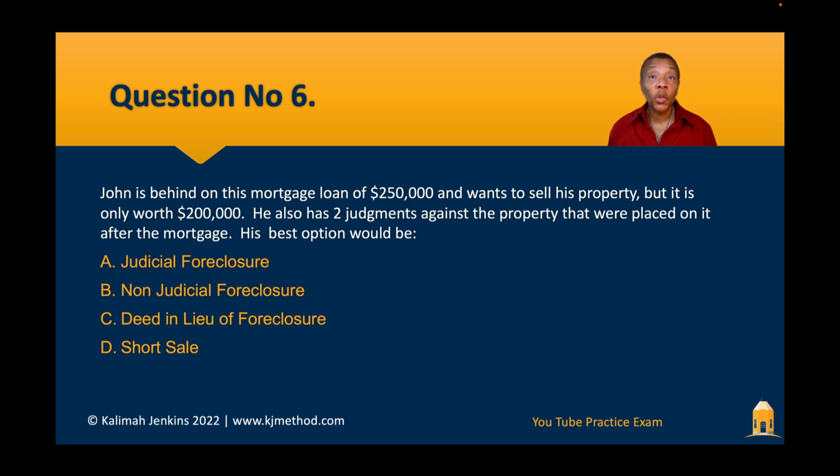Because the question also tells us that he has two judgments against this property. Now, here's the problem with a deed in lieu. A deed in lieu is a good avenue, but the problem with it is that if that bank takes that property back under a deed in lieu, those judgments do not get extinguished at all. So the bank is going to take that property back subject to those two judgments on the property. In a short sale, we can actually pay those judgments off at closing. Make sense? Okay, so short sale would be more appropriate in this situation.